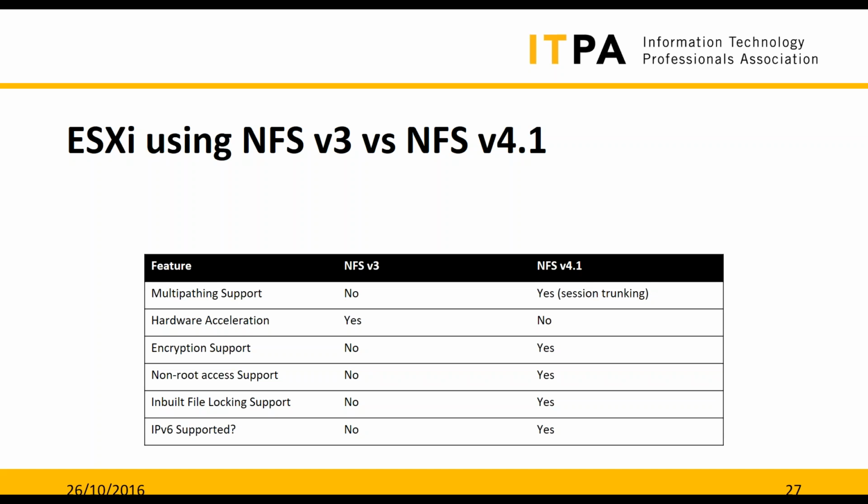What this allows is things like thin provisioning, where VMware determines whether thin provisioning will occur or not. Under NFS version 4.1, some of those options are being left to the NFS storage provider to make the decisions on. So encryption support. NFS version 3 does not support encrypted traffic. NFS version 4.1 does.